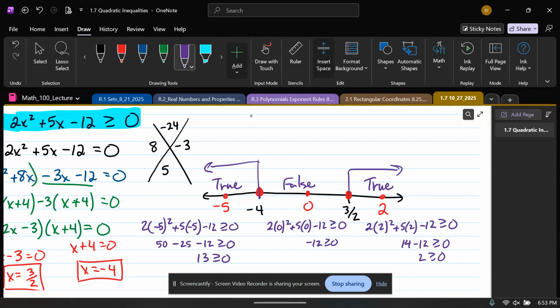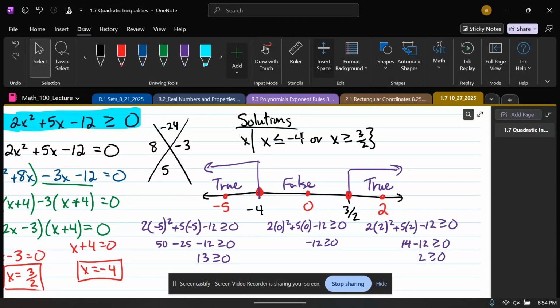So my solutions, this left one is all x values that are what to negative 4? Or equal to, yeah, less than or equal to. And then this one on the right is all the x values that are what to 3 over 2? X's are greater than or equal to 3 over 2. That's the set notation.